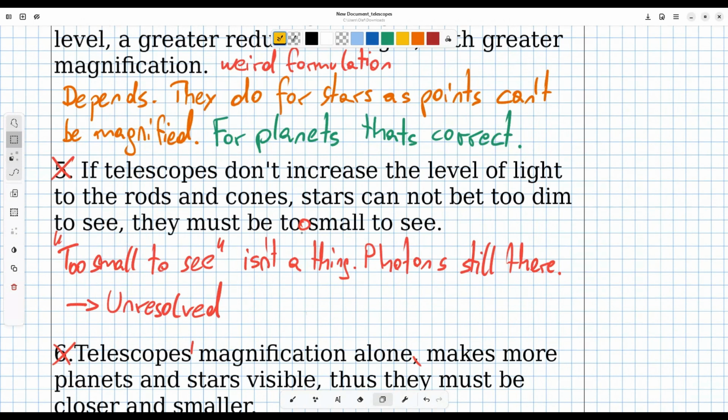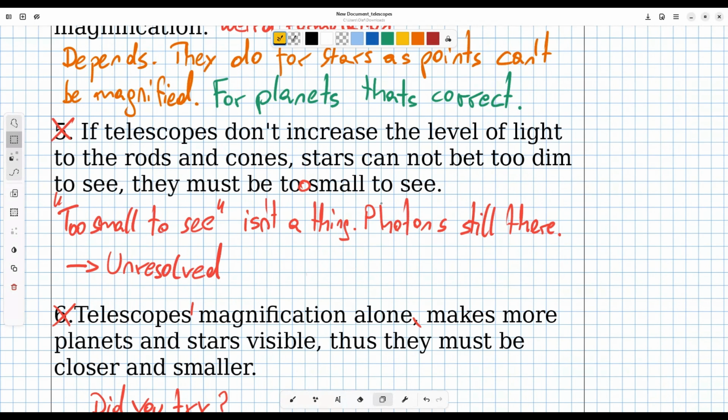5. If telescopes don't increase the level of light to the rods and cones, stars cannot be too dim to see. It should be a B here. They must be too small to see. So many spelling things. Too small to see is the thing. I explained this just earlier. Photons would still be there. They would just be unresolved. The source would be unresolved, and it would be an airy disk at the smallest.